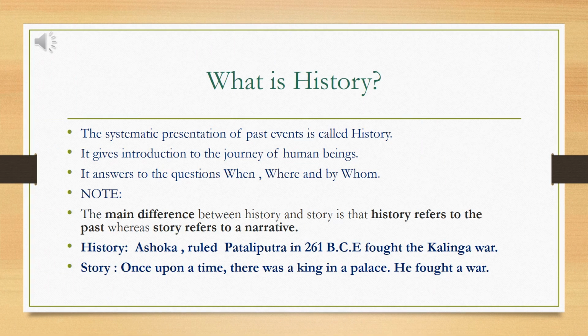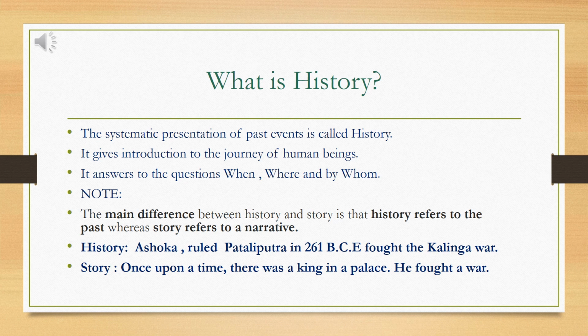What is history? The systematic presentation of past events is called history. It introduces the journey of human beings. It tells the failures and success of humans in that journey. While explaining the historical incidents, the accuracy of time, place and person is maintained. This means when the incident took place, where and by whom. These would be clear. Without these clarities, history becomes a story.